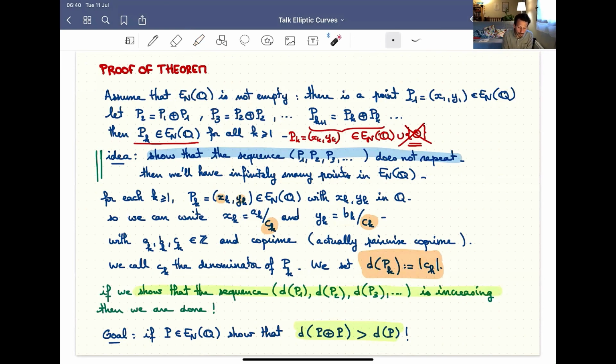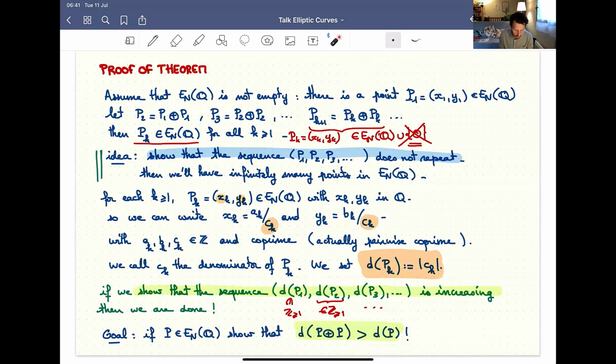Remember, we want to show that the sequence of points p1, p2, p3, etc. does not repeat. And we can do this by showing that the sequence of denominators is increasing. This is a simpler problem because this is a sequence of positive integers, compared to the sequence of points, which is difficult to understand. This new sequence is a sequence of integers, and we'll show that it's increasing.